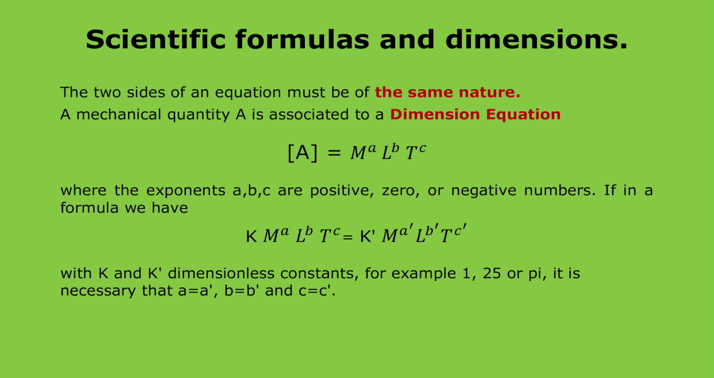If in a formula we have k M^a L^b T^c equal to k' M^a' L^b' T^c', with k and k' dimensionless constants, for example 1, 25, or pi, it is necessary that a equal a', b equal b', and c equal c'.